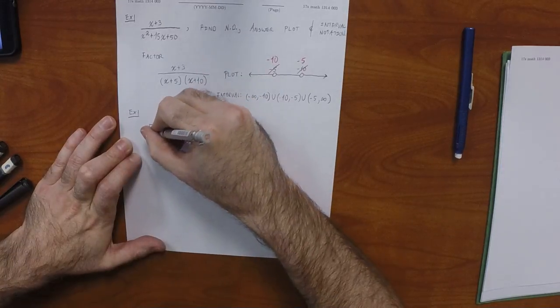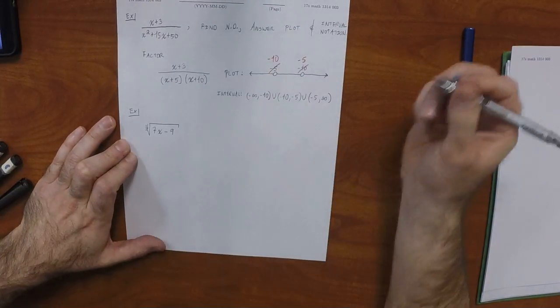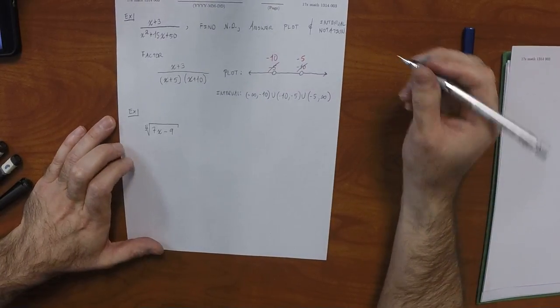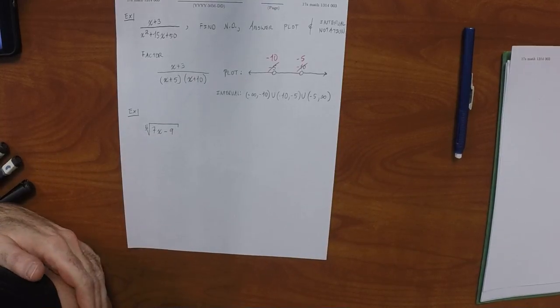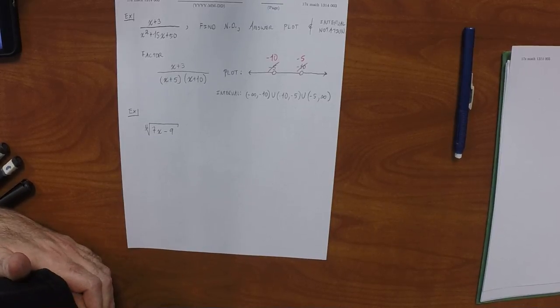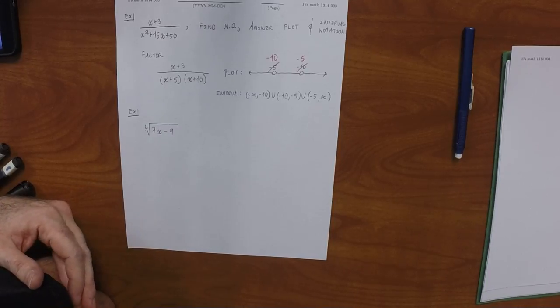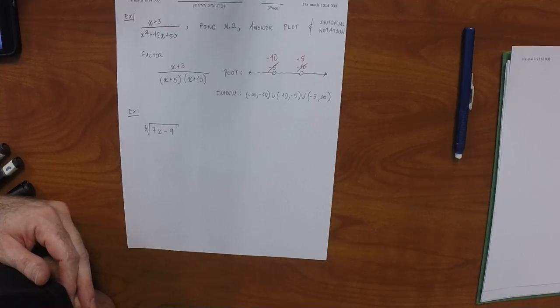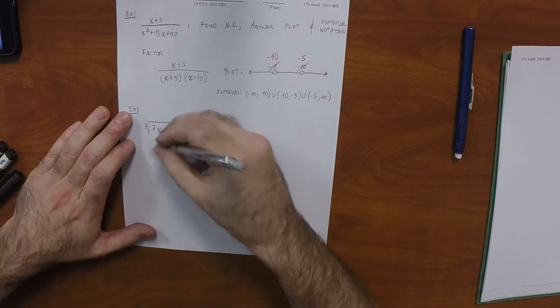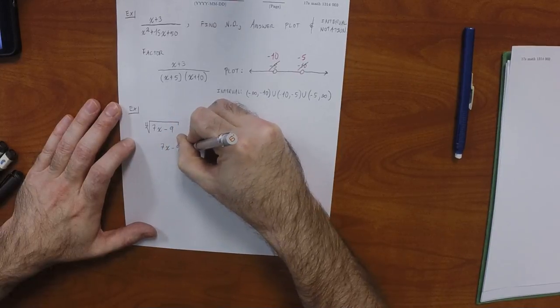Okay, last example. Fourth root of 7x minus 9. I want you to find the natural domain and give it to me in plot and interval notation. So in the first place, is this one of the varieties of radical that has a restriction? Yes. Why is it one of those radicals? Because it's radical 4. It's an even radical, and therefore the argument must be non-negative. So what must be satisfied is 7x minus 9 must be greater than or equal to 0.